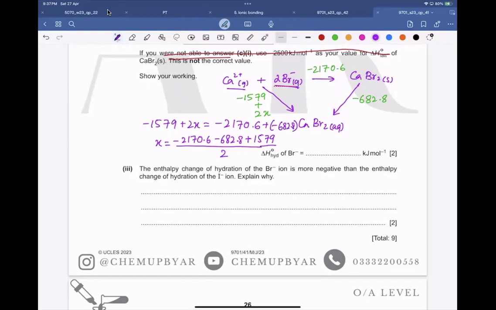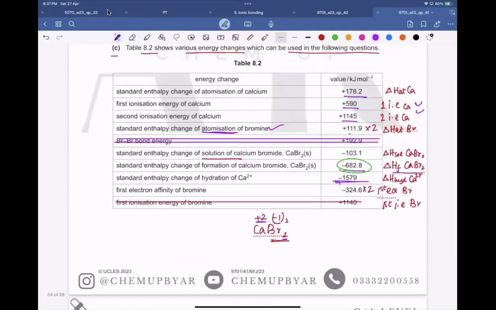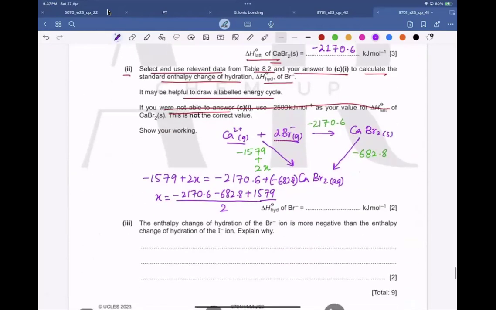It's 103.1. Okay, thank you. It's 103.1. Sorry, my bad. Thank you, Ahmed. It's 103.1. So plus 103.1. Can anyone calculate it and tell me the answer, please?